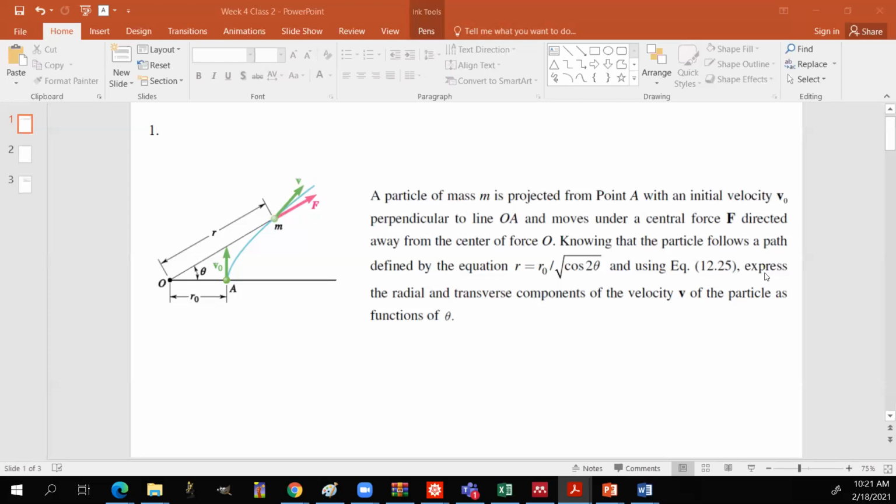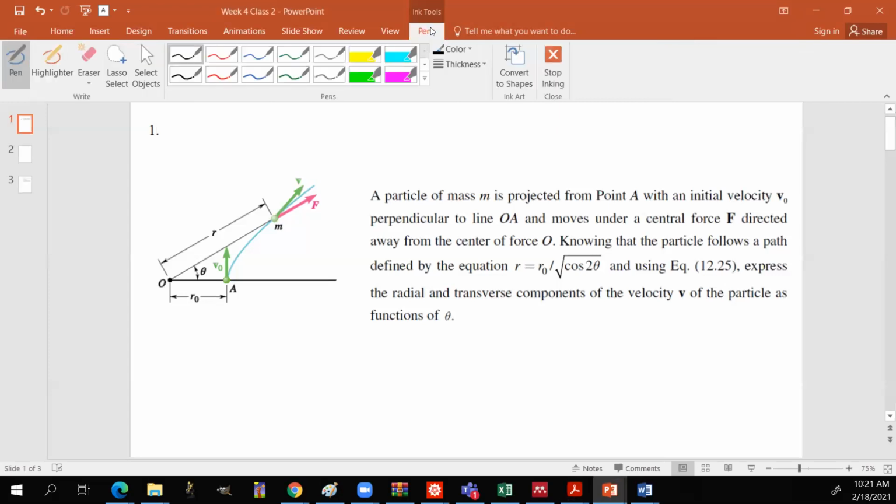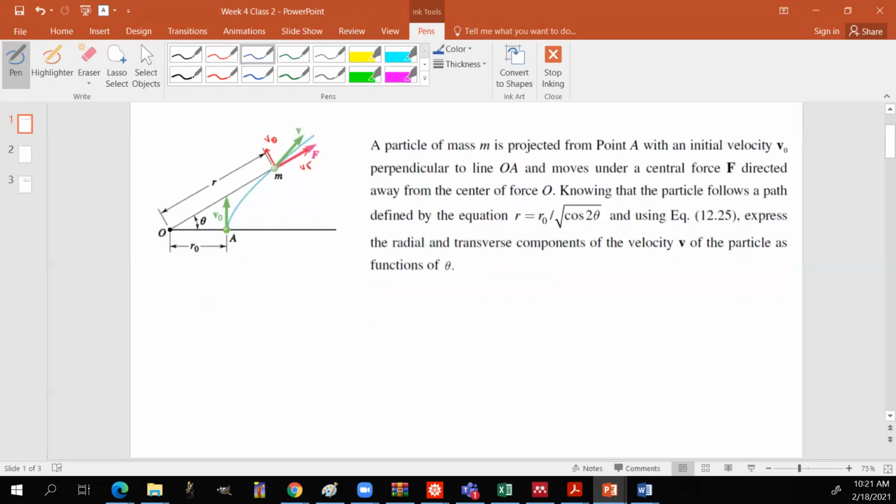The question is asking you to express the radial and transverse components of the velocity v of the particle as this angle theta changes, right? So basically what we have to do is find out VR and V theta. So at this position, if we look at it, you're asked to find VR and V theta like that. So getting right into it, knowing that it's acting under a central force.